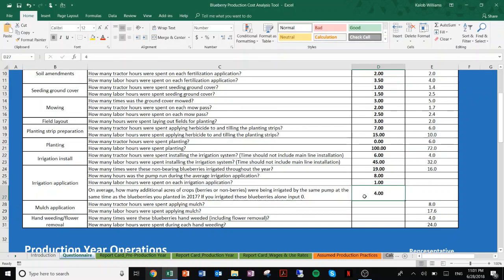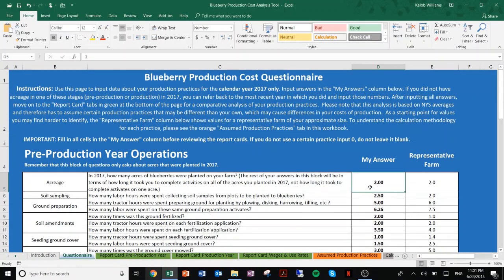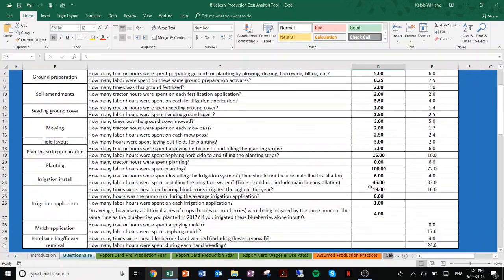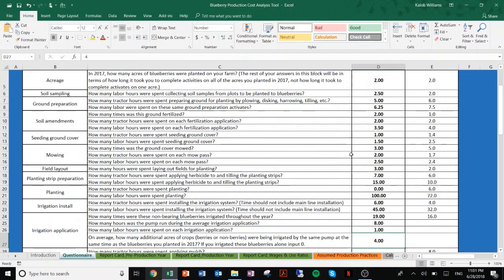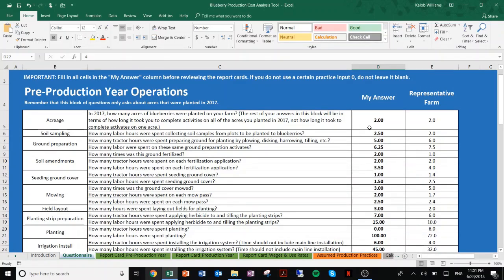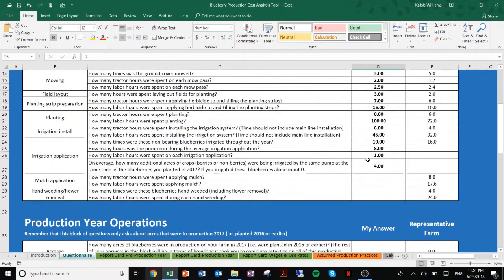Now let's say that in addition to these 2 acres that I answered up here, I was also irrigating 4 other acres of crops at that same time, berries or non-berries. So I'm going to put in 4 here. That means that in total, my irrigation system, when I was running it, on average was irrigating these 2 acres and these 4 acres, so 6 acres in total.